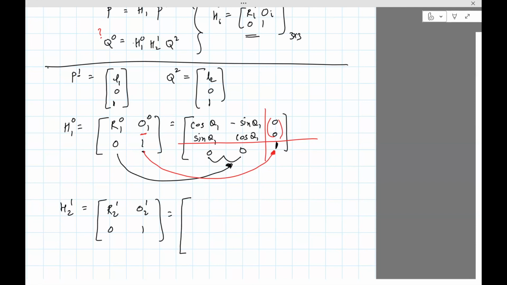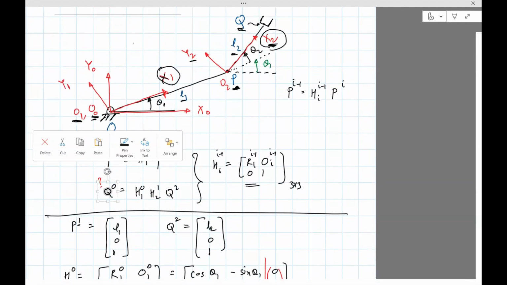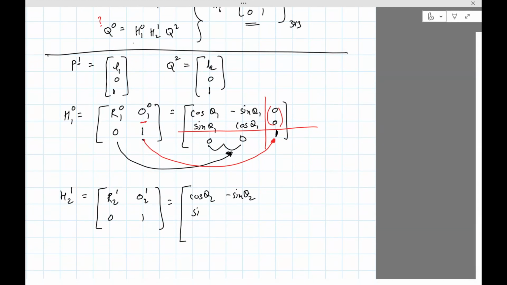Okay, so for R21, it's basically the angle between frame 2 and frame 1. That's going to be theta 2. So cosine theta 2, minus sine theta 2, sine theta 2, cosine theta 2, 0, 0.